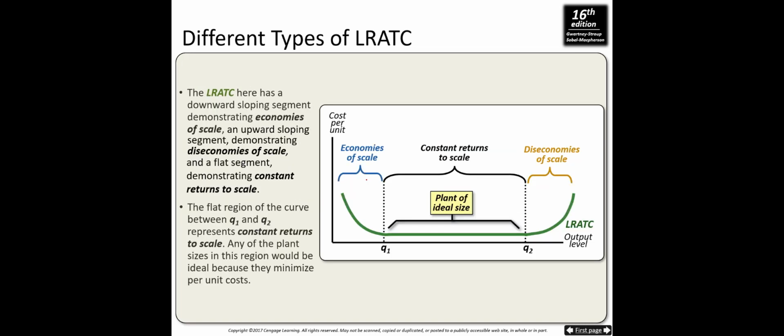The long run average total cost here has a downward sloping segment, which represents the economies of scale, an upward sloping segment, which represents diseconomies of scale, and a flat segment, which represents constant returns to scale. So the flat region of the curve between Q1 and Q2 represents the constant returns to scale. Any of the plant sizes in this region would be ideal because they minimize per unit cost.